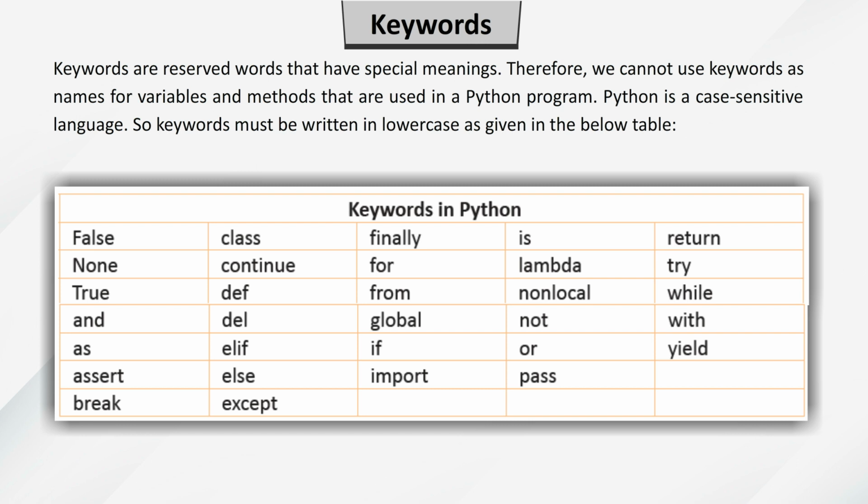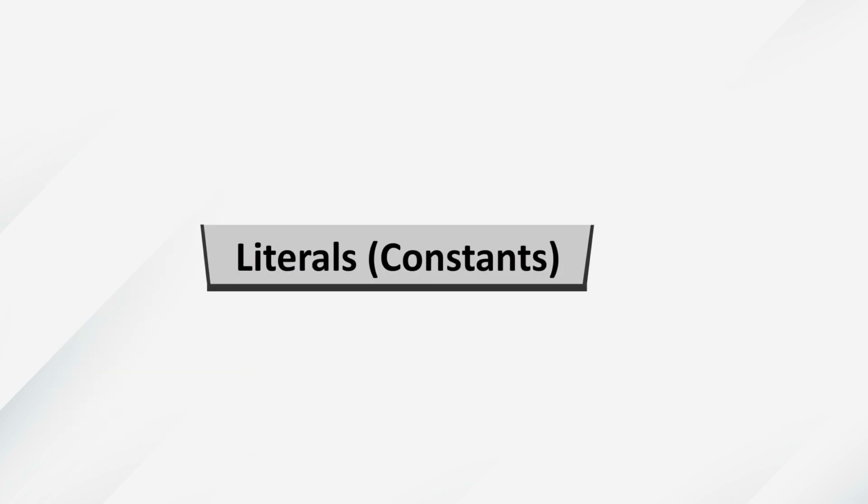Keywords in Python: False, class, finally, is, return, None, continue, for, lambda, try, True, def, from, nonlocal, while, and, del, global, not, with, as, elif, if, or, yield, assert, else, import, pass, break, except.